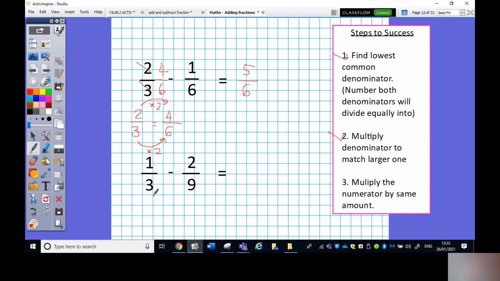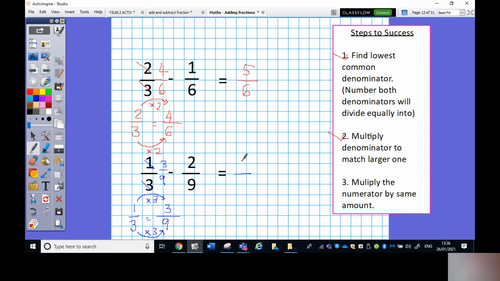Okay, let's take a look at this last one. Read them out. Good. What's the lowest common denominator? Excellent. So what am I going to do? Yes, multiply it by 3. If I multiply my denominator by 3, I need to do what to my numerator? Well done. Multiply it by 3 as well. 1 times 3 equals 3. Can I add it? Good. Okay, so what is my answer?